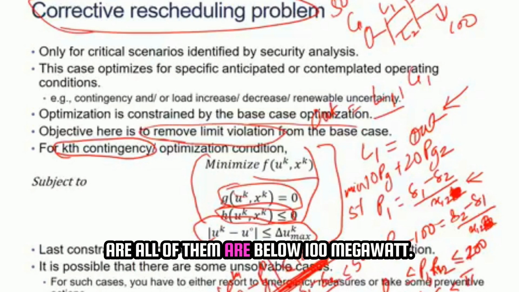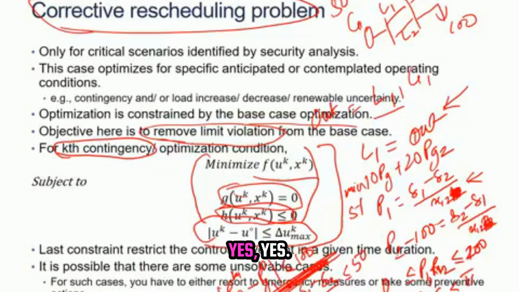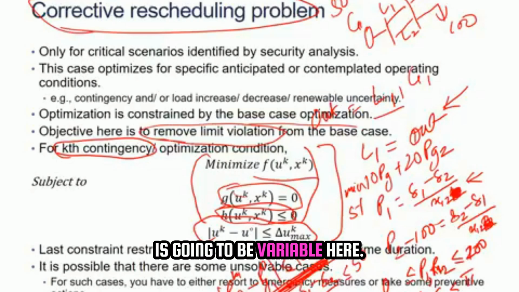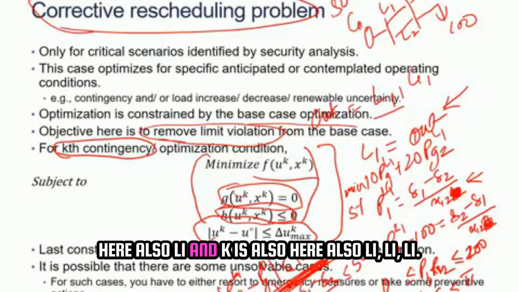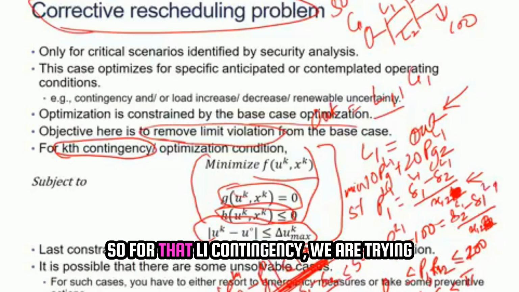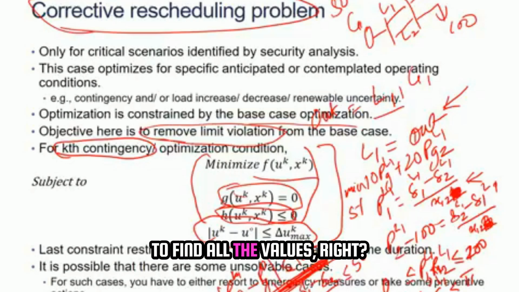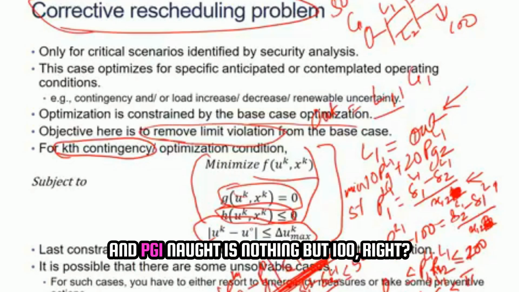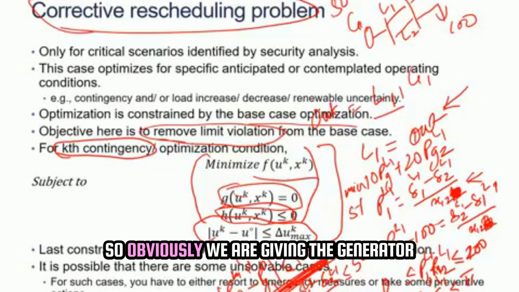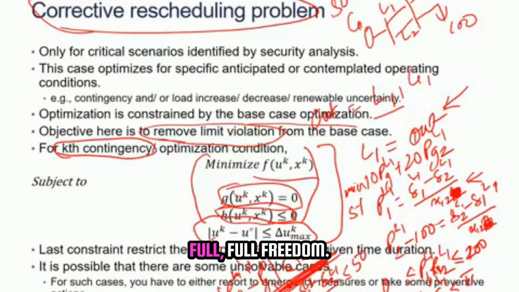Or all of them are below 100 megawatt. Yes, because this is going to be a variable here. This is actually PG1 when L1 has taken place. Here also L1, here also L1, and here also L1. So for that L1 contingency, we are trying to find all the values, right? And PG1 naught is nothing but 100, so obviously we are giving the generator full freedom.